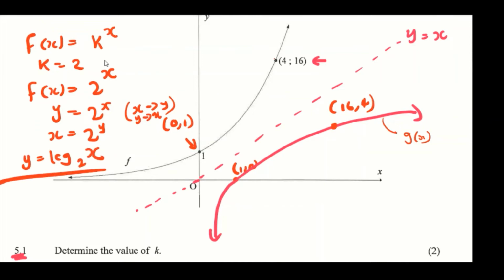So this is going to be the equation of this g of x, which is going to be y equals log base 2 of x, right? So that's how we solve this problem here.